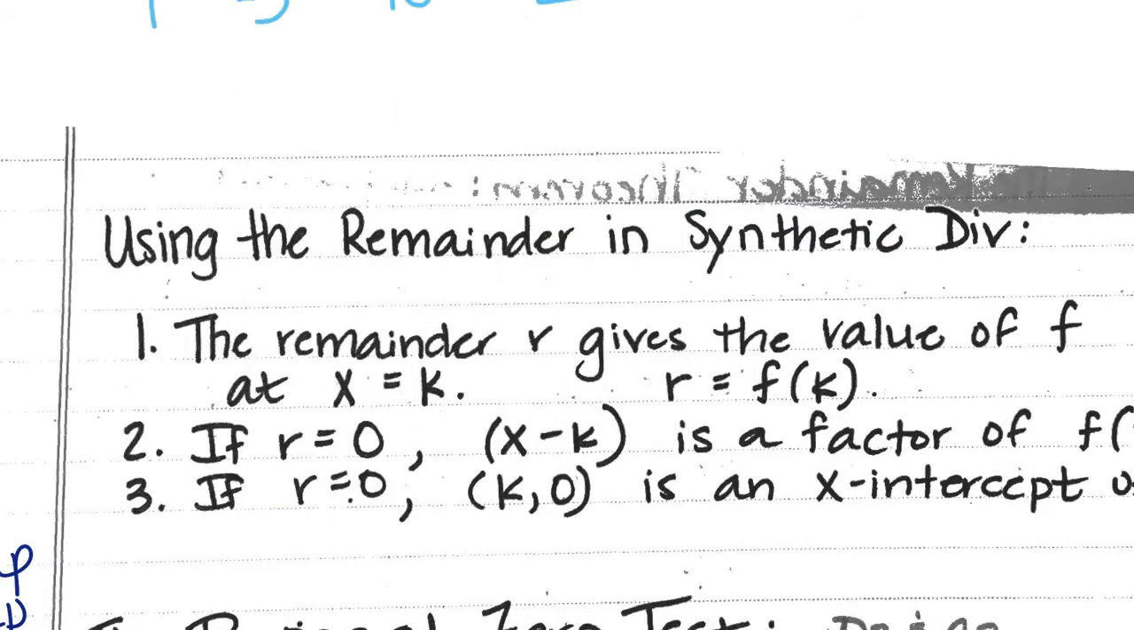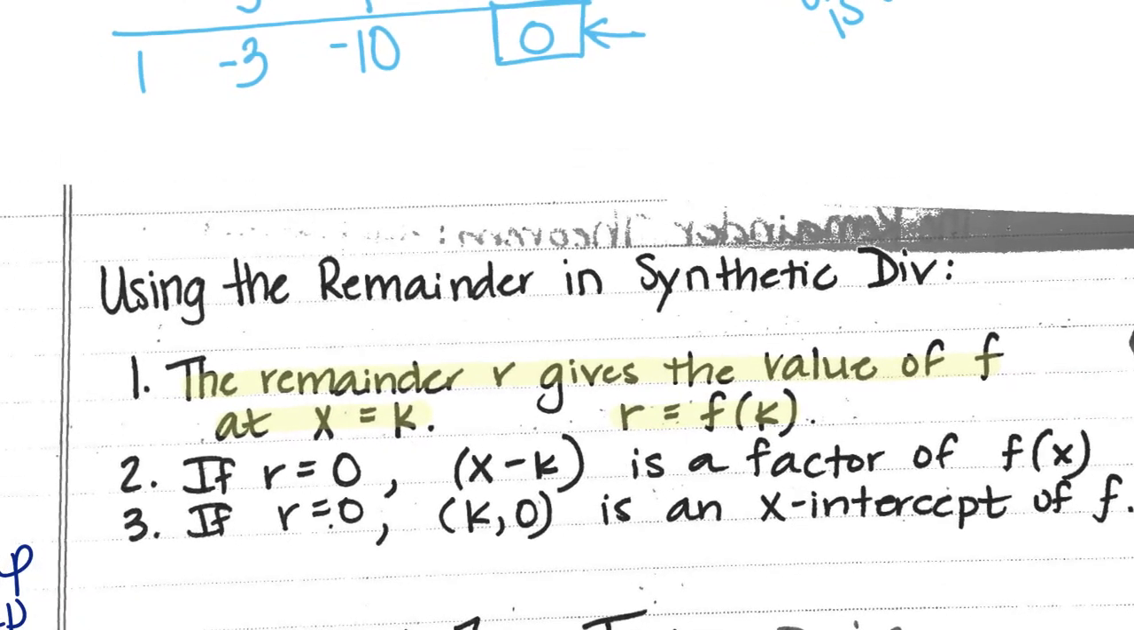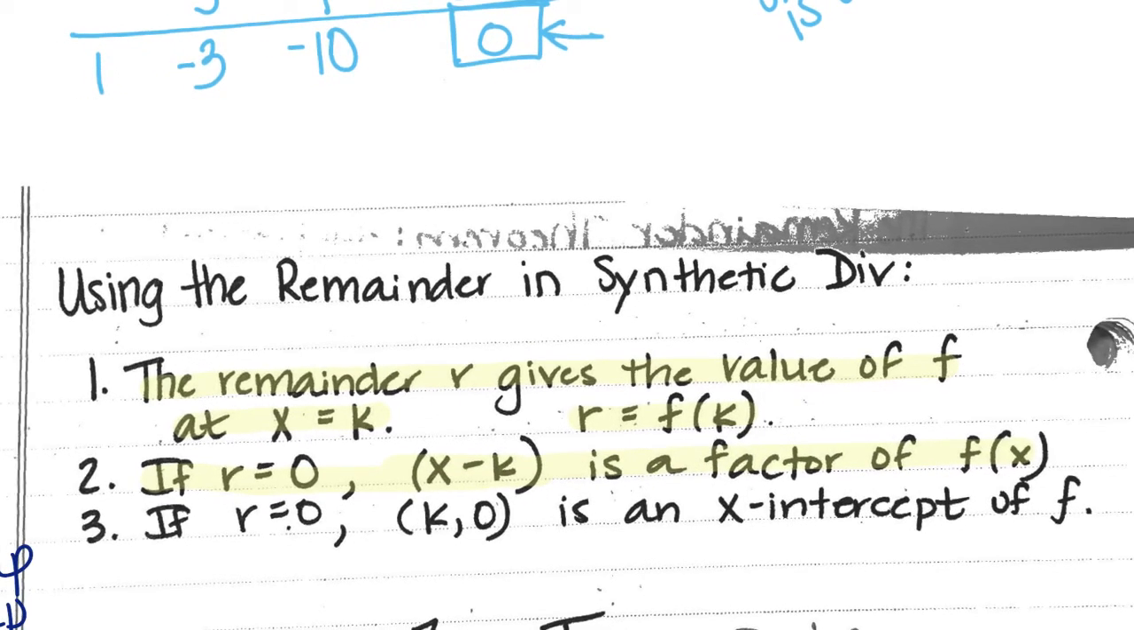Moving on to using the remainder theorem in synthetic division. There's a couple of things that we need to know. Number 1, the remainder r gives the value of f at x equals k. R is equal to f of k. Number 2, if r equals 0, x minus k is a factor of f of x. If r equals 0, k, 0 is an x-intercept.